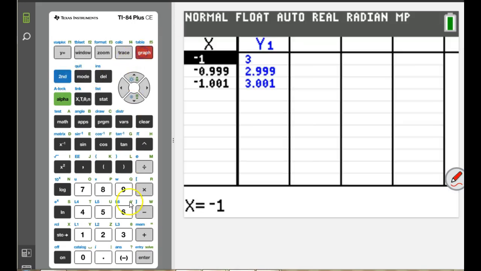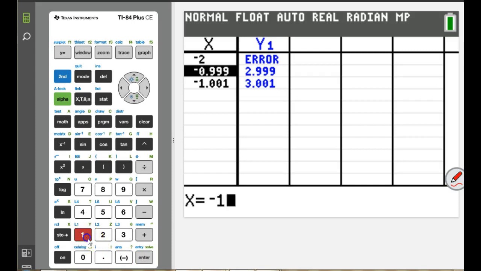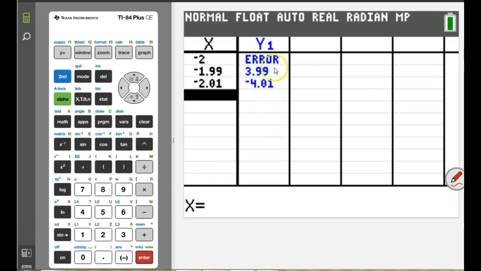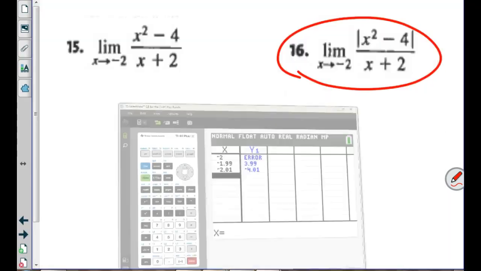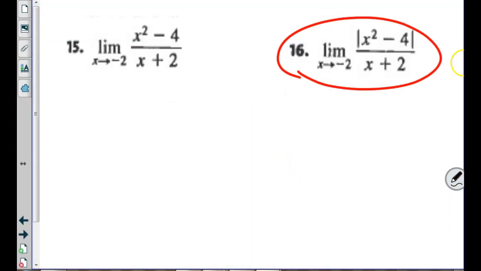If I go to the table, -2, -1.999, and -2.01, not the same thing, right? One is positive and one is negative. My bank account tells me that positive and negative numbers aren't the same. So this does not exist. Wouldn't have figured that out probably. Got to be careful.